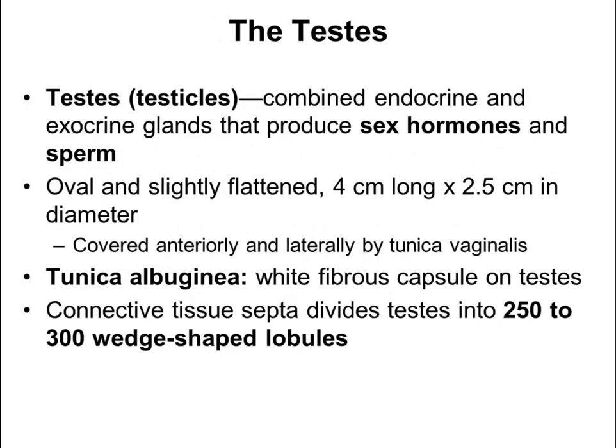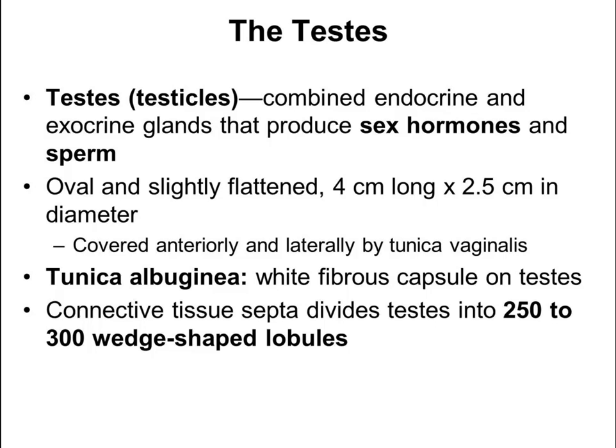All right. Then we have the actual testes, or the testicles. Okay? And they are a combined endo and exocrine gland, and they produce sex hormones and sperm. They are oval and slightly flattened. They are about 4 centimeters long and about 2.5 centimeters in diameter. And they are covered anteriorly and laterally by tunica vaginalis.